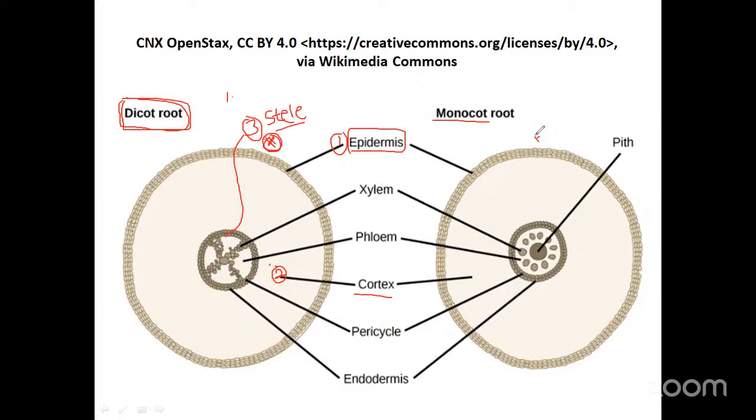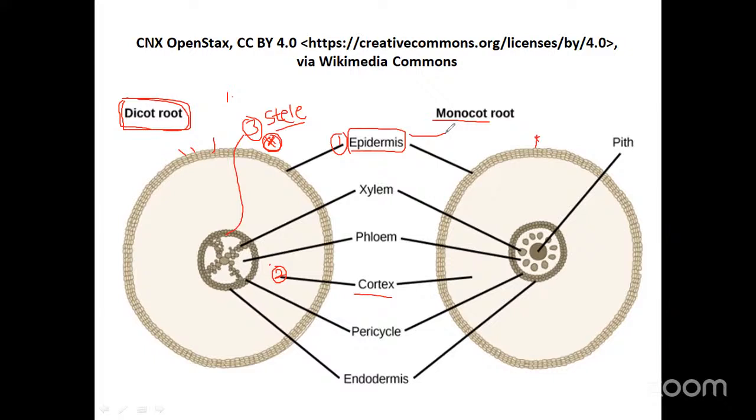From the epidermis, the root hairs are raised out in dicot. In monocot also, root hairs are raised out. The function of root hairs is absorption of water. So this is about the epidermis. It is almost similar in dicot root and monocot root in terms of epidermis.